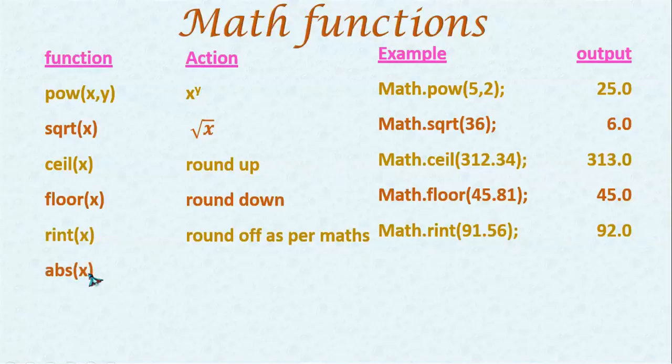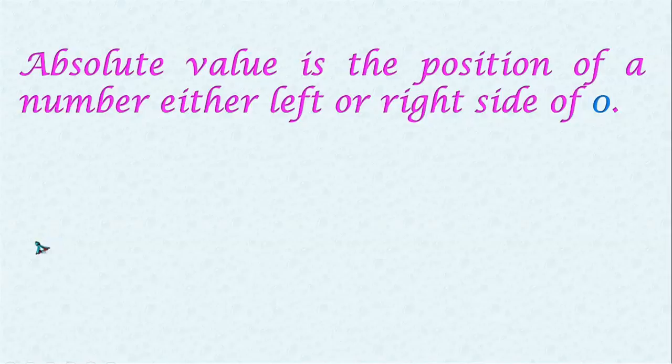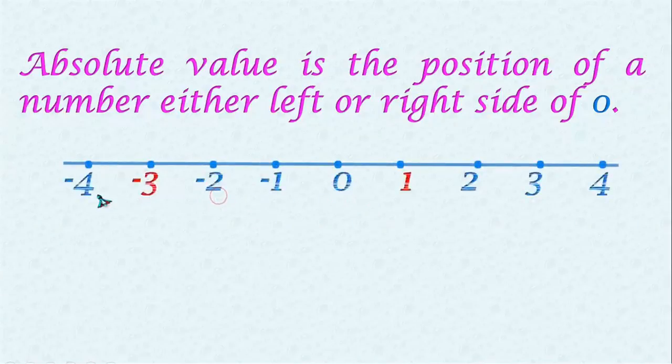Next, we have abs of x. So this is the absolute value. Absolute value is the position of a number, either left side or right side of the zero in the number line. For example, if we have a number line like this, 0 is in the middle, on the right side we will have all positive numbers, on the left side all negative numbers. If we take minus 3 as a number, the absolute value of this is 3, that is, only the position of the number is counted, it doesn't matter whether it is on the negative side or positive side. So the absolute value of minus 3 becomes 3.